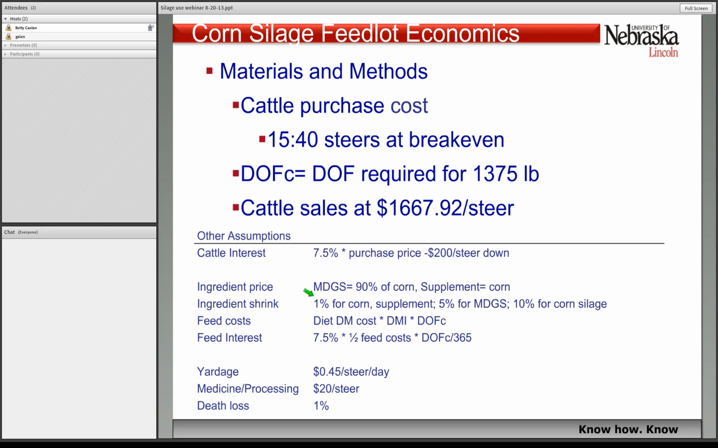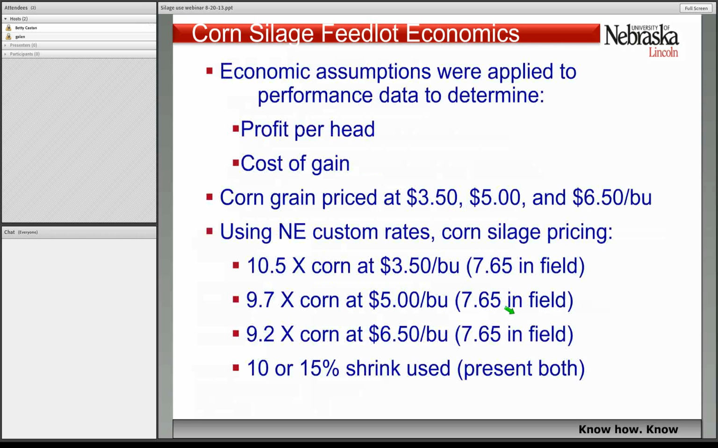You can see how we price distillers grains, 90% the value of corn on a dry-to-dry basis, shrink on those different ingredients. And I'm going to show you a couple scenarios here where we have 10% shrink and then also 15% shrink. So you can look at that in more detail and pause this if you want to see more details on the economics later.